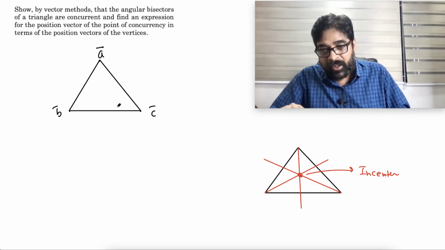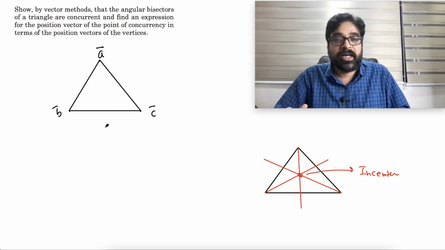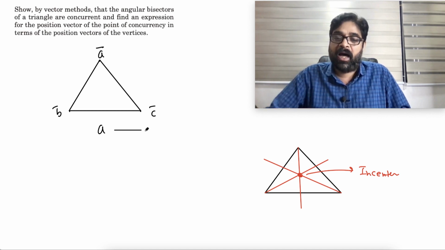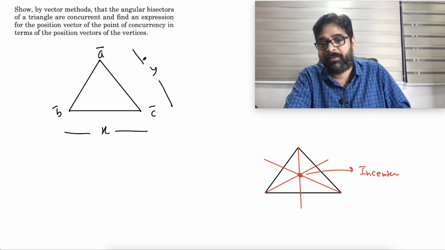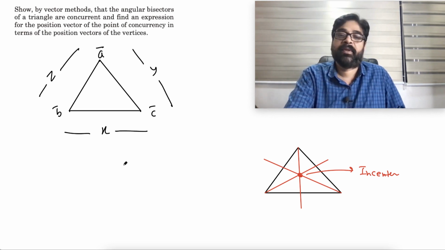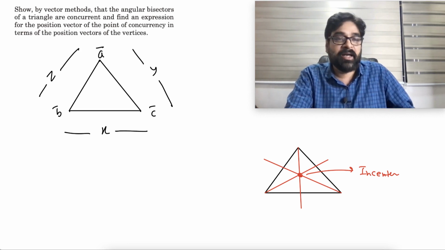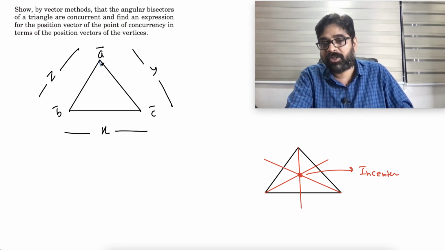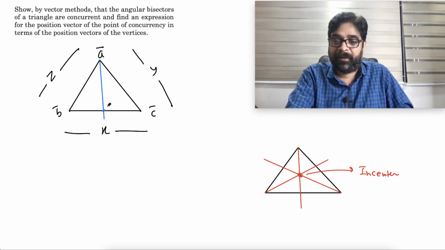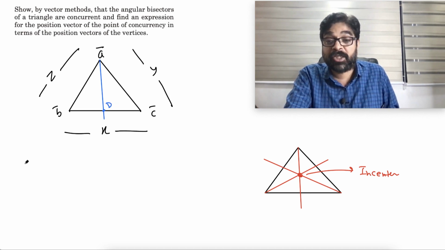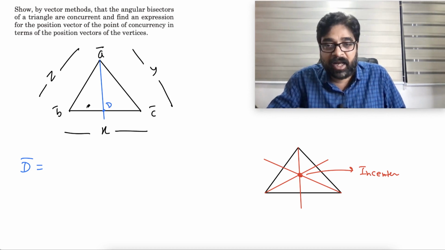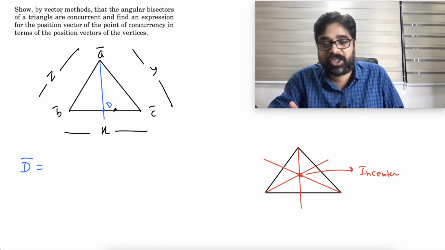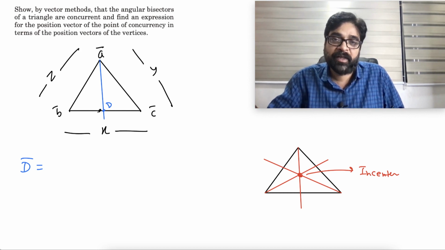Right? Now, let's assume the length of the side opposite A is, let's take X. This length I am taking as Y. This length I am taking as Z. One of the angle bisectors I am drawing. Watch it. Let this meet at D. Can you tell me the D position vector? So first thing, this position vector I know, this position vector I know. If I can know the ratio, then I can tell the position vector.